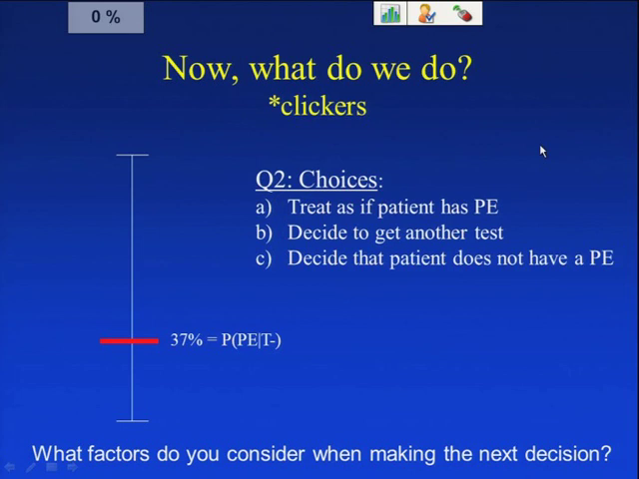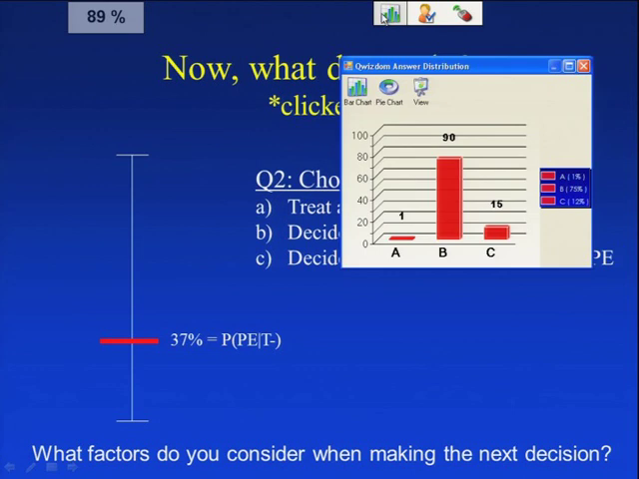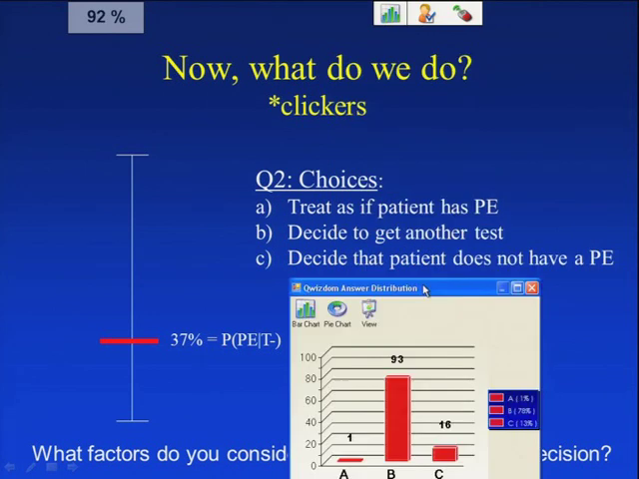Okay, we're at 80%, 85% response rate. Here, there seems to be a bigger consolidation of opinions around B, deciding to get another test. But there are a few of you that felt that 37% is low enough. Those of you that said B, why would you get another test at this point? Why not just say that the patient doesn't have a PE? It went down. Yes?